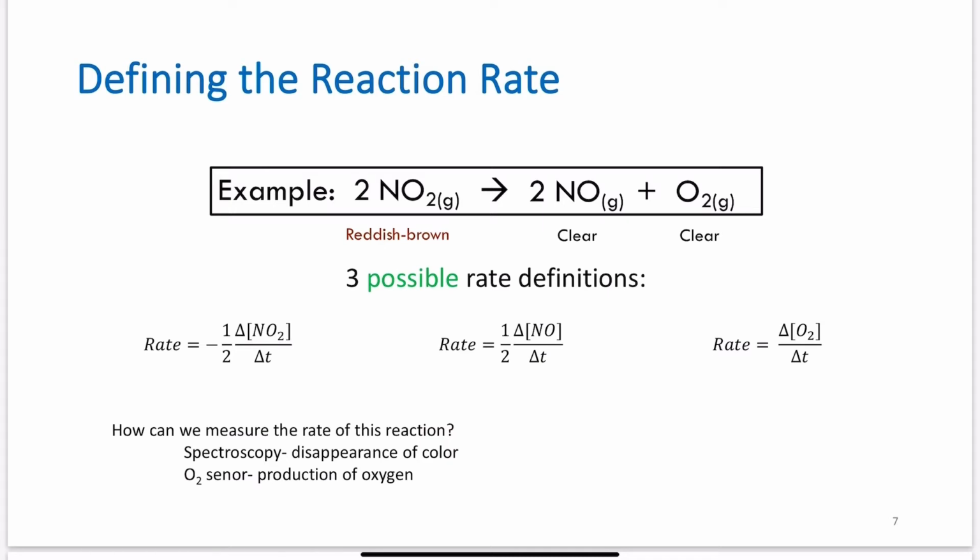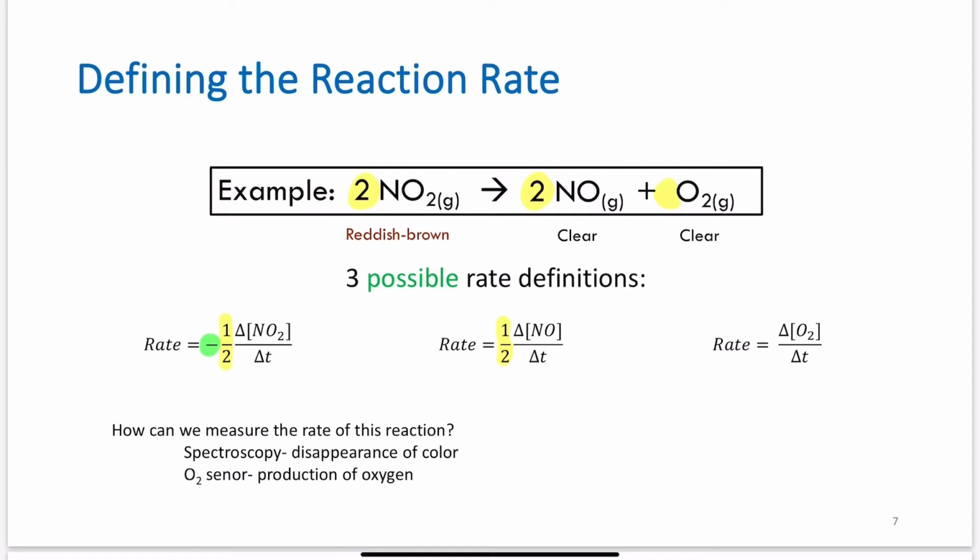Again, why do I have these the way they are? The negative sign here is because NO2 is a reactant. The 1/2 is because I need to account for the stoichiometry of the reaction. And then, of course, change in concentration. Here, the 1/2 is to account for the stoichiometry of the reaction, and then the change in concentration of NO over time. And there's no fraction in front of O2 because I just have a mole of 1. 1 over 1, we just don't write it.